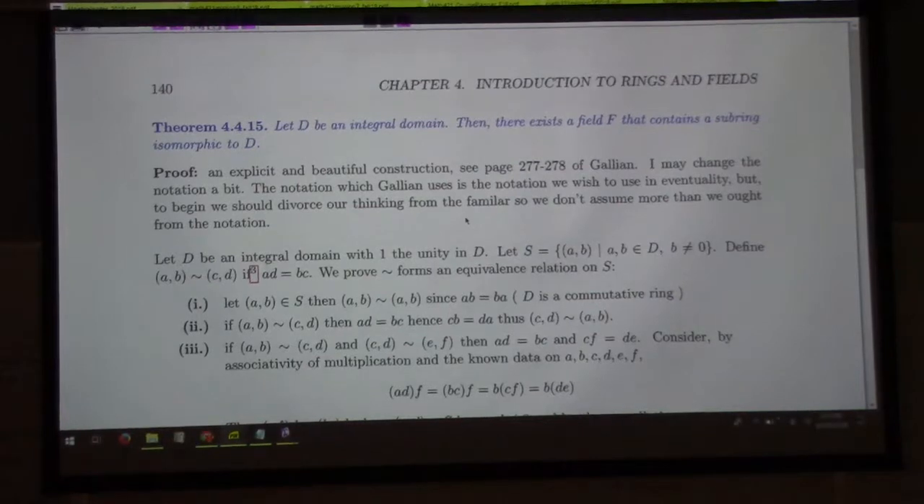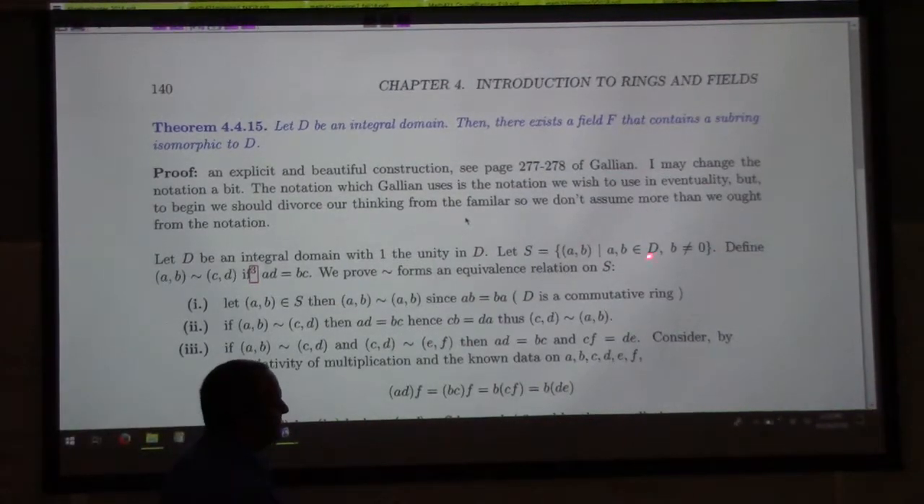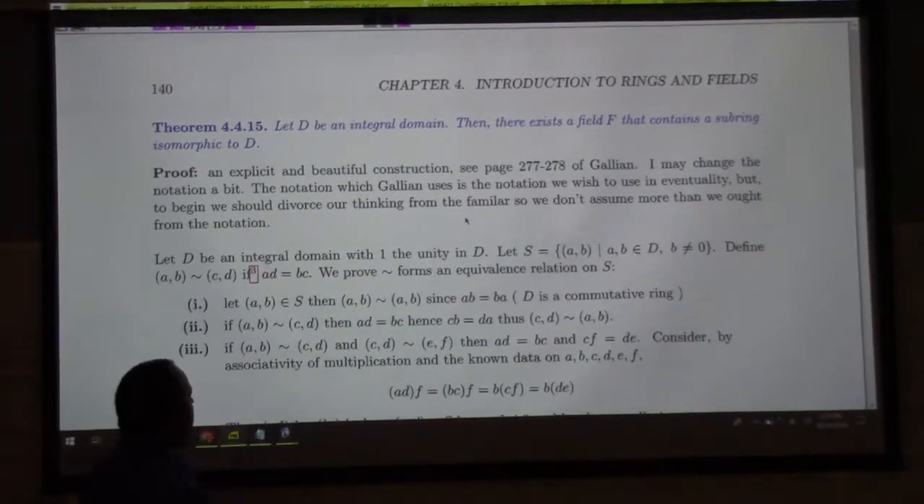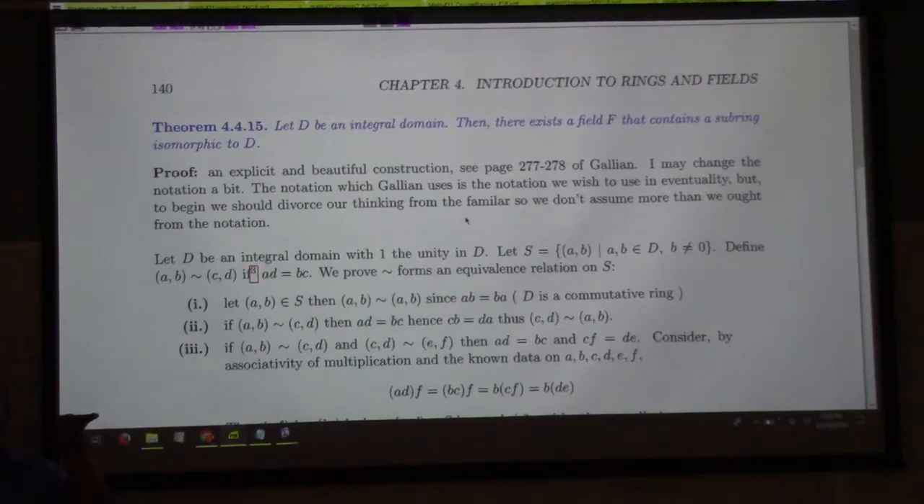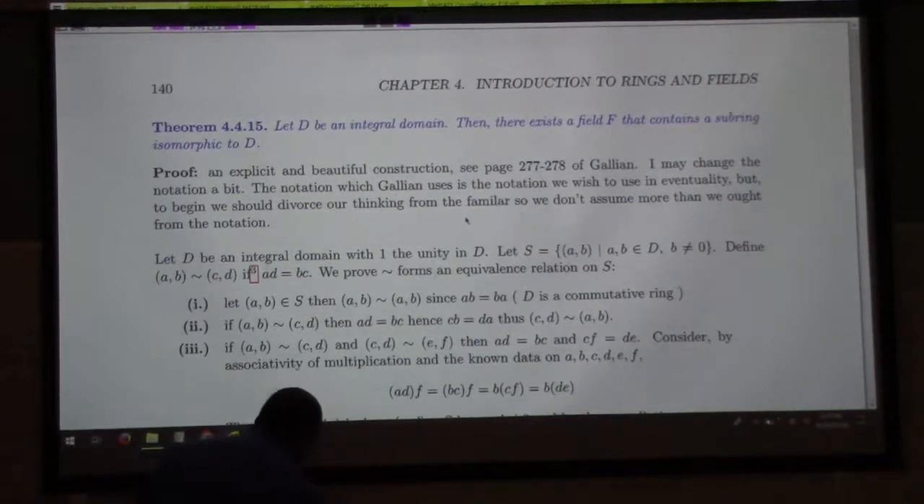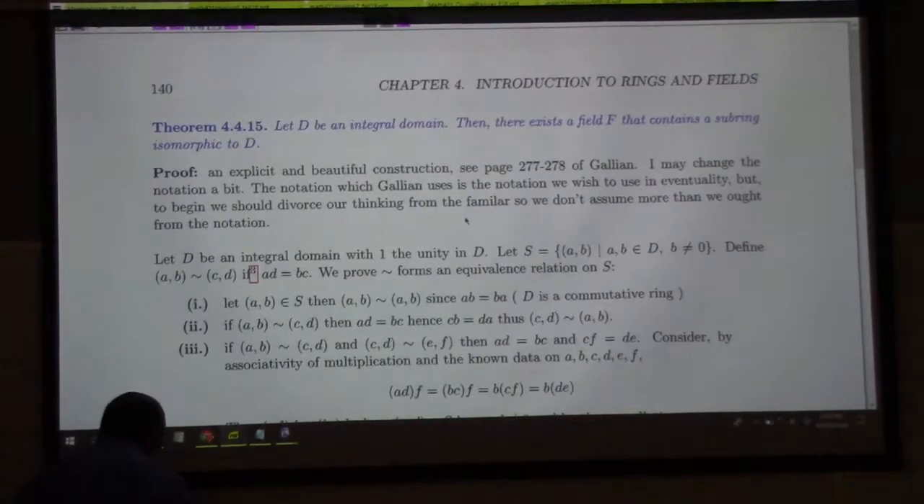So for the field of fractions, what we do is we look at this set S, which is not the same S as I was talking about on the previous page. It's pairs (A, B) such that A and B are in my integral domain and B is non-zero. So (A, B) is essentially, we're thinking of that as being A over B, formally speaking. And we're going to say that (A, B) is equivalent to (C, D) if and only if AD equals BC. Where that's coming from is if we have A over B equal to C over D if and only if what?